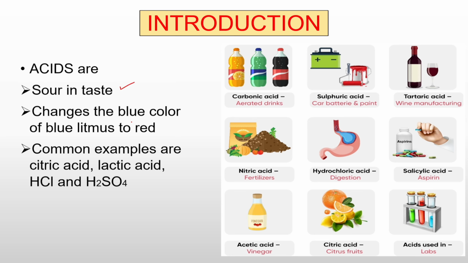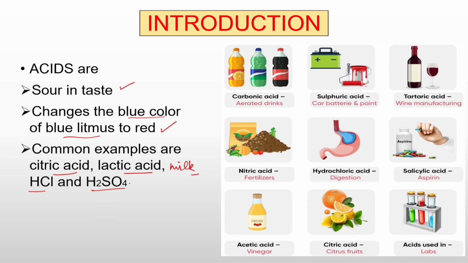Second, they turn blue litmus to red. And there are various examples, like we have citric acid. Citric acid is present in citrus fruits like oranges. Then we have lactic acid. It is present in milk or milk products. Then we have hydrochloric acid, H2SO4.